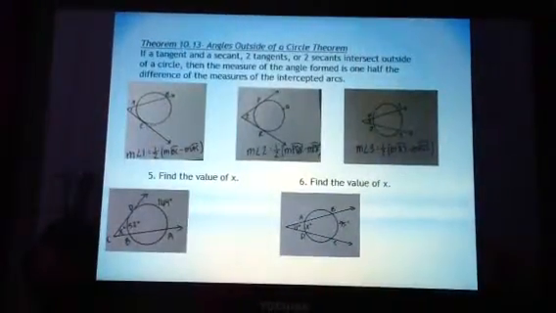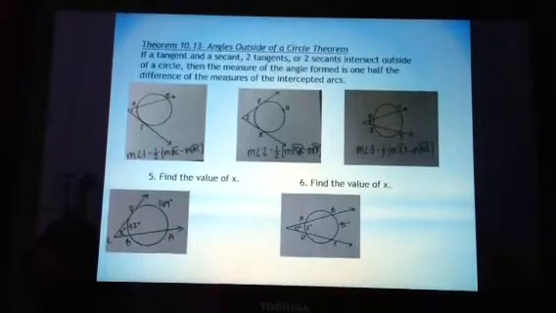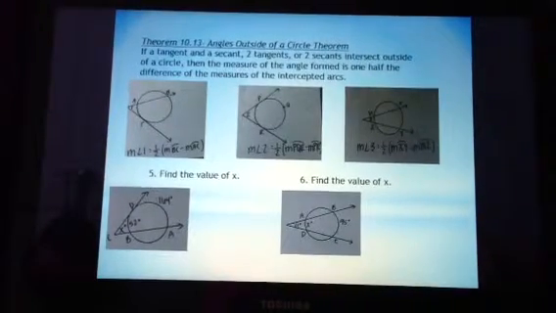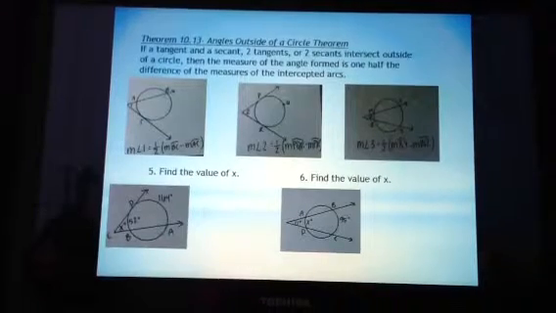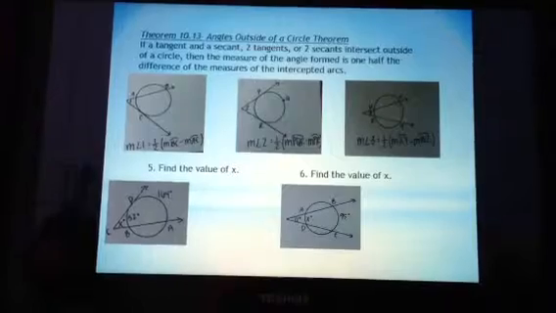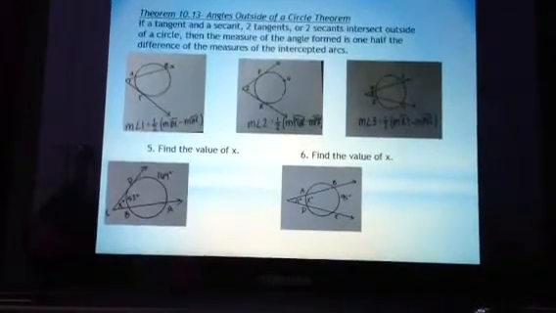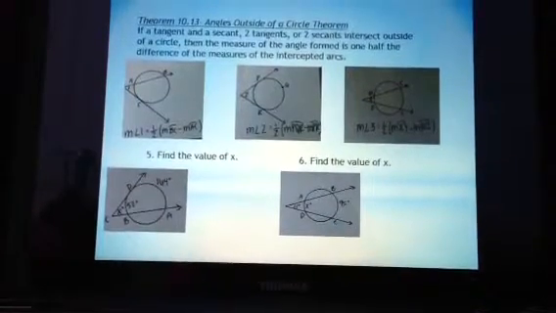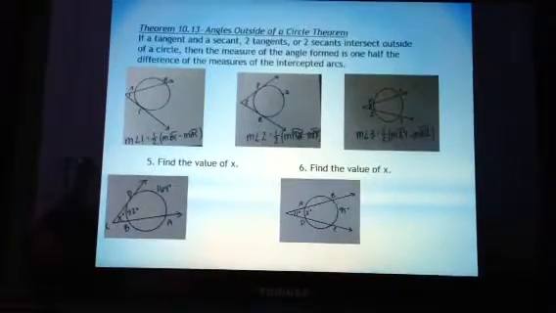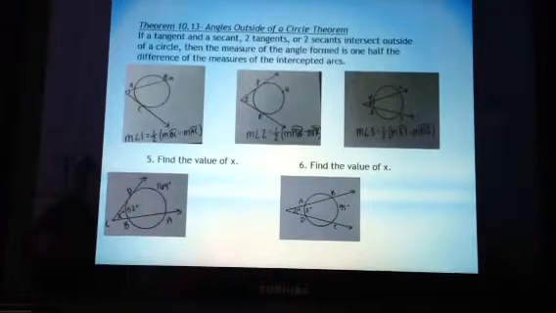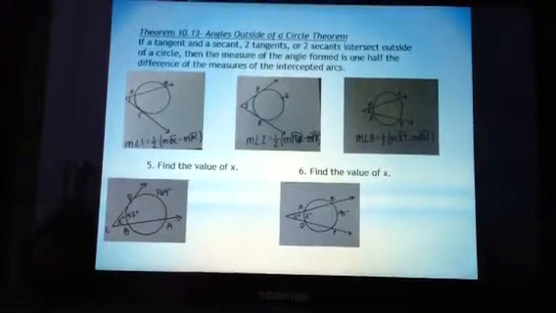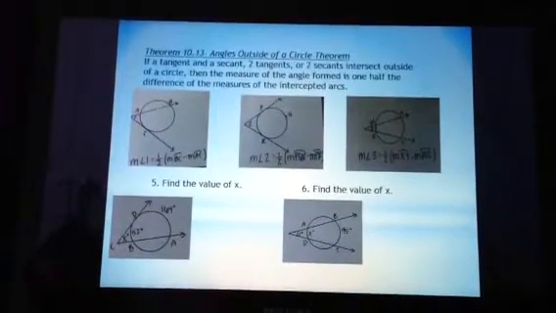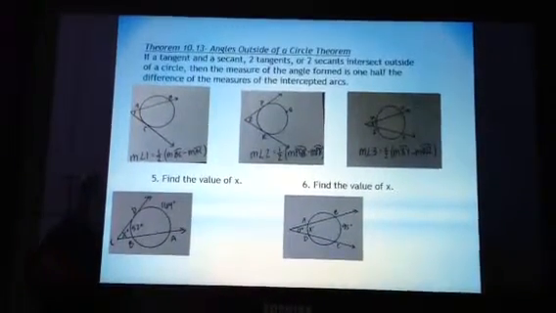Theorem 10.13. If a tangent and a secant, 2 tangents, or 2 secants intersect outside of a circle, then the measure of the angle formed is 1/2 the difference of the measures of the intercepted arcs. So for this example right here, you have the measure of angle 1 equals 1/2 of BC minus AC. For this one, you have the measure of angle 2. It equals 1/2 of PQR minus PR. For this one, you have measure of angle 3, and then you subtract XY minus WZ, and you divide by 2.